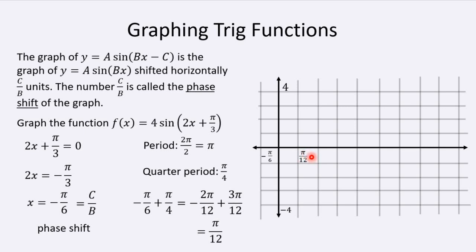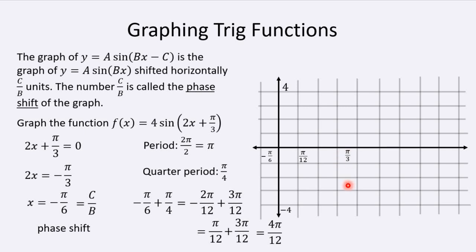All right, then I'm looking for the next quarter mark. So I'm going to add that quarter period, pi over 4. I'm going to add that to pi over 12, but I'm adding it with a common denominator. So I'm actually adding 3 pi over 12. So pi over 12 plus 3 pi over 12, which is that quarter period, is going to be 4 pi over 12, which you can reduce. 4 pi over 12 is just pi over 3. So the next quarter mark is at pi over 3.